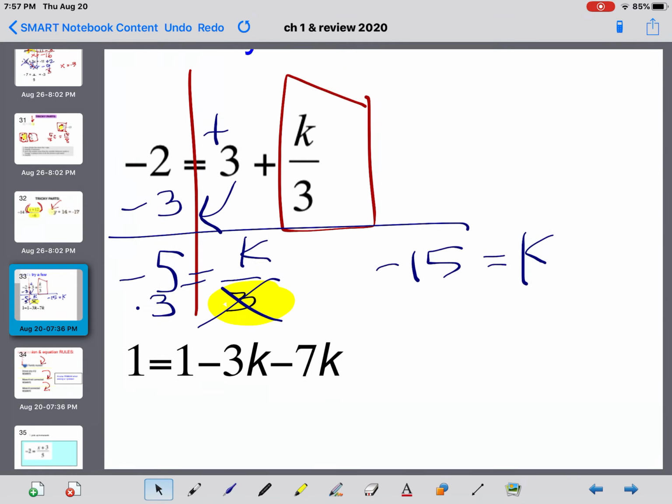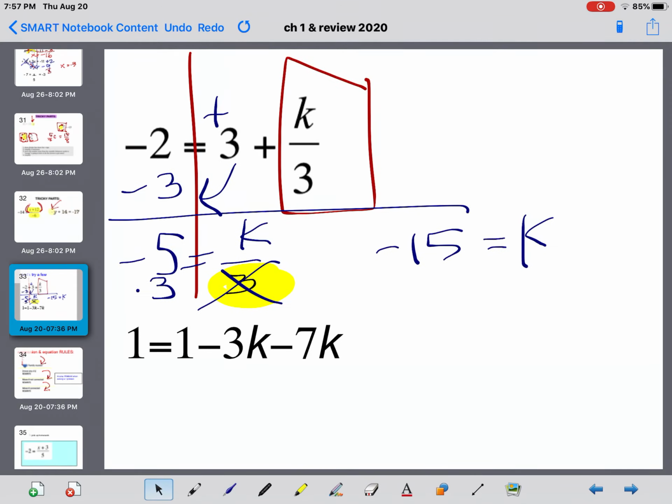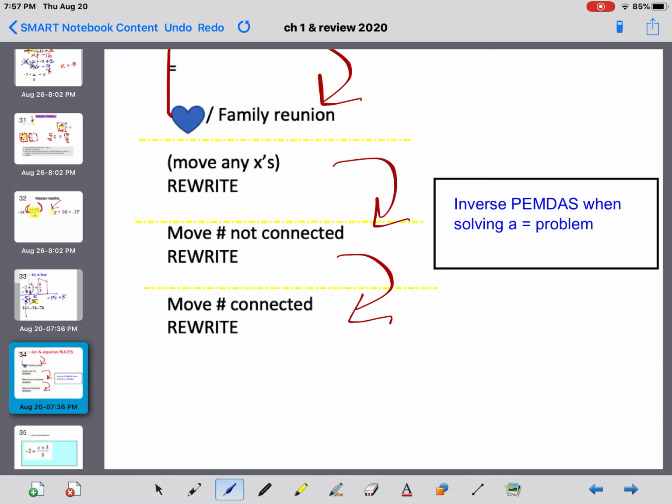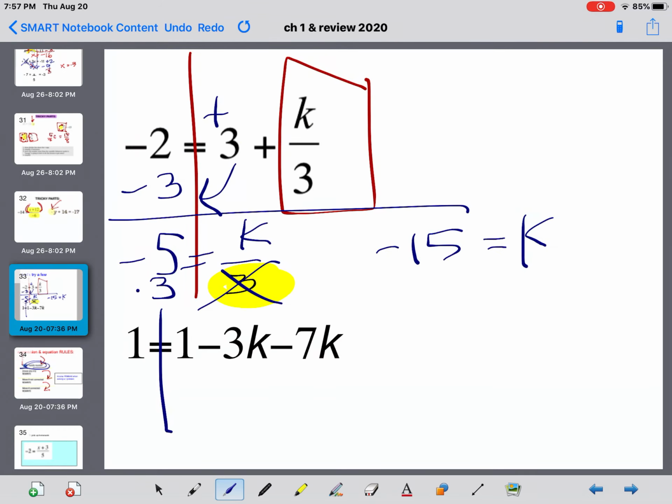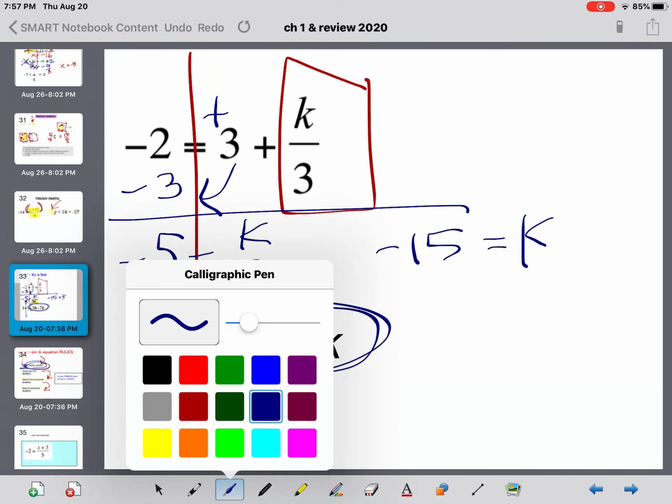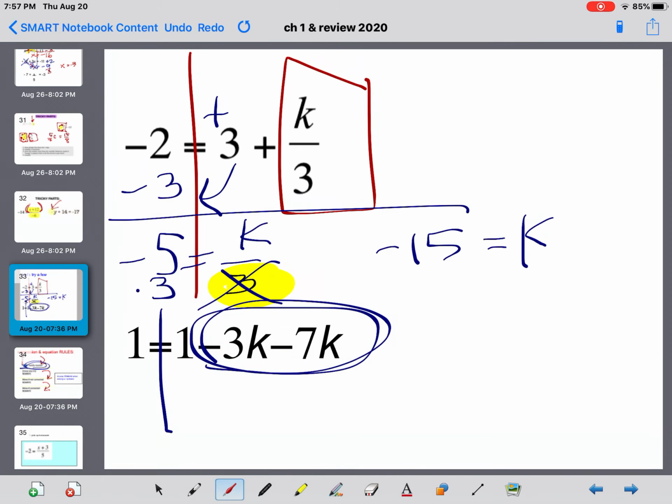Let's try another. Let's try this one. This one is from your homework. The first thing I'm going to do is look for anything that can be added together or distributed. On this problem right here, we know that these two have the same last name, so we can put them together. Let's do that. It's going to be 1, and these are both negative, so that's going to be negative 10k equals 1.